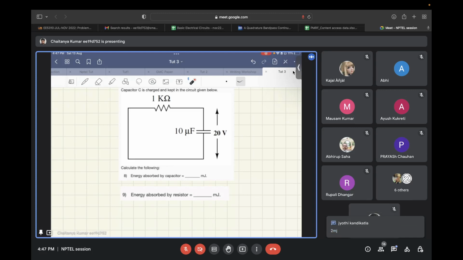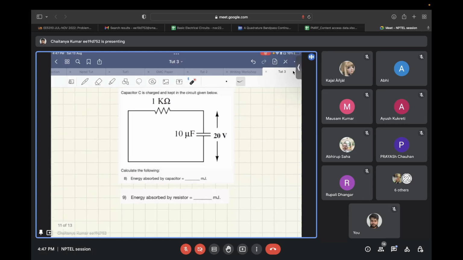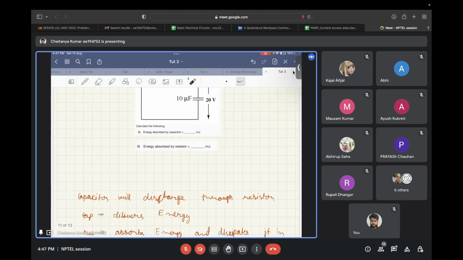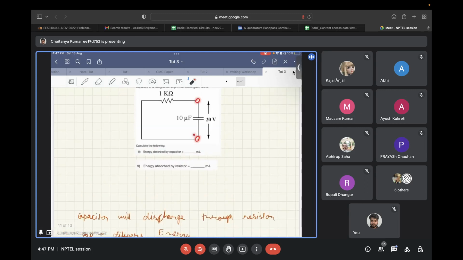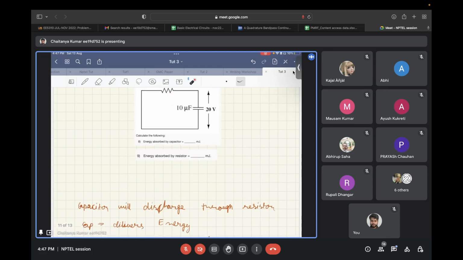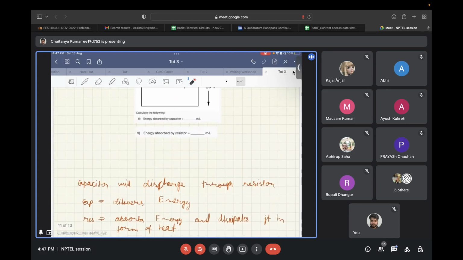Okay, so let's see how to solve this. Whatever voltage the capacitor is initially charged to will get dissipated through this resistor in the form of heat. The capacitor will discharge through this resistor. So the capacitor will deliver the energy, and the resistor will absorb this energy being delivered by the capacitor, and that will be dissipated in the form of heat.